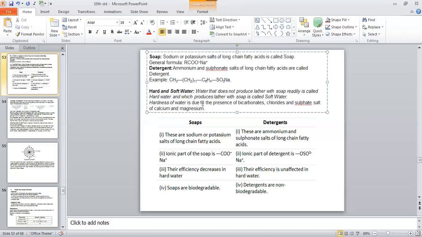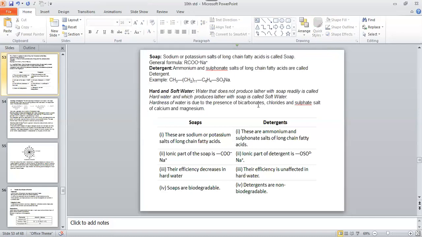Then hard water and soft water. Water that does not produce lather with soap readily is called as hard water. It contains the calcium and magnesium ions and their salts. And the water which produces lather, means foam, with soap easily is called as soft water. The hardness of water is due to presence of bicarbonates, chlorides and sulfates of calcium and magnesium. So that is about the hard and soft water.